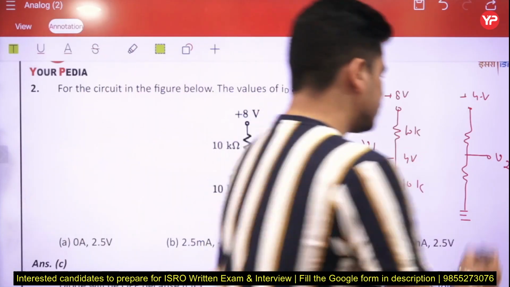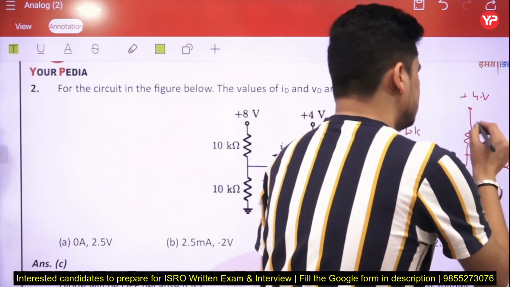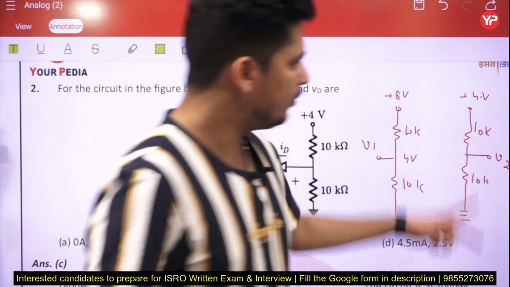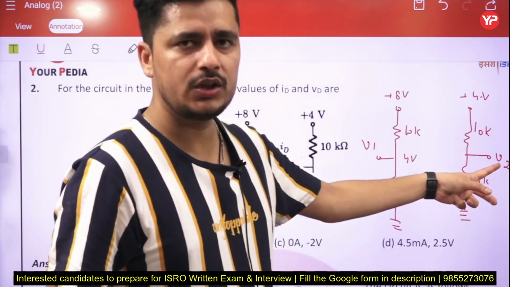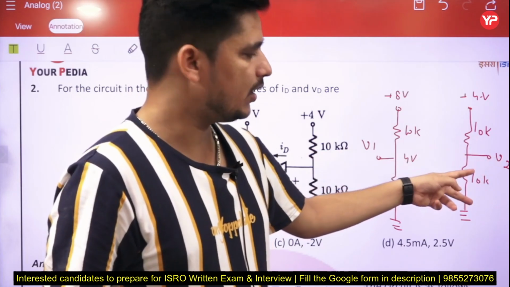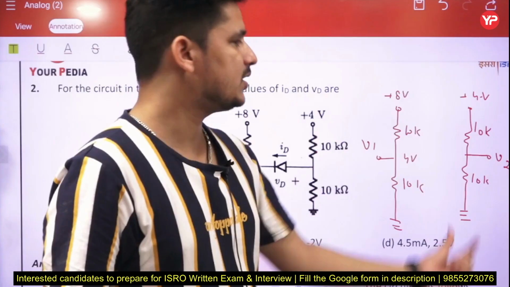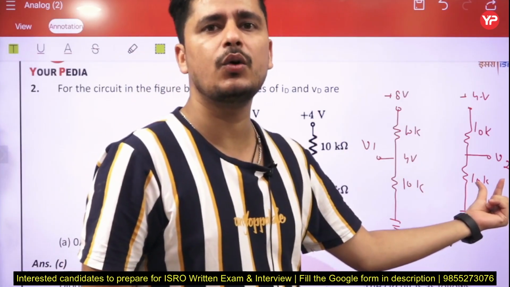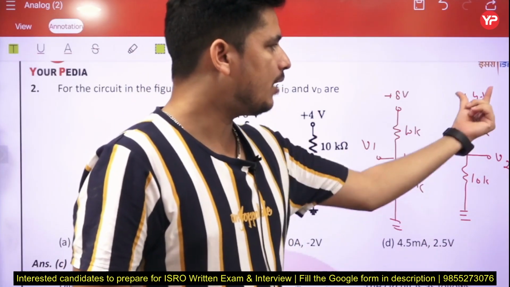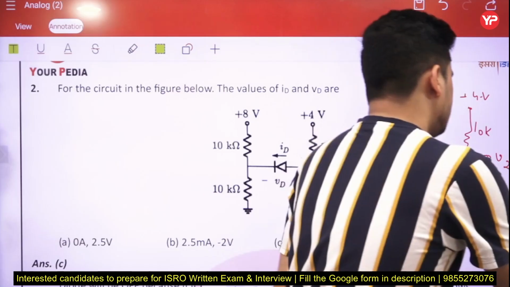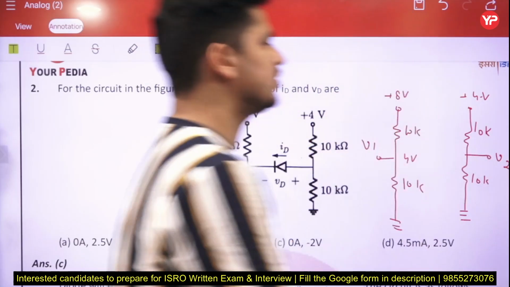Again for the second part, this is 10 kilo ohm, this is also 10 kilo ohm. Now we calculate the voltage across V2. V2 is the voltage across this 10 kilo ohm resistance. Again, these two resistances are the same, it means the voltage across this 10 kilo ohm resistance is half of this voltage, that will be 2 volt, right? Because the resistances are equal.